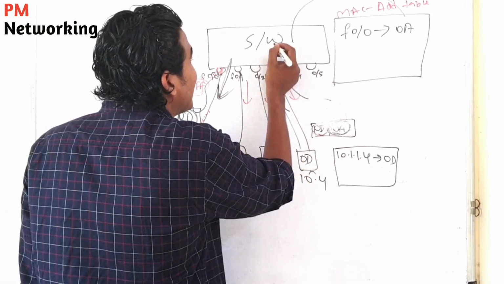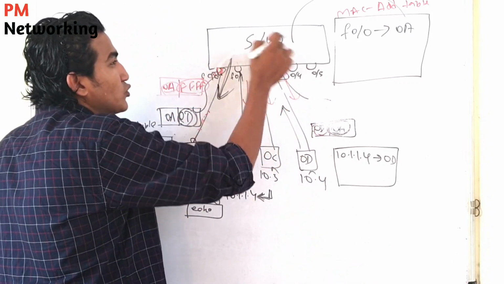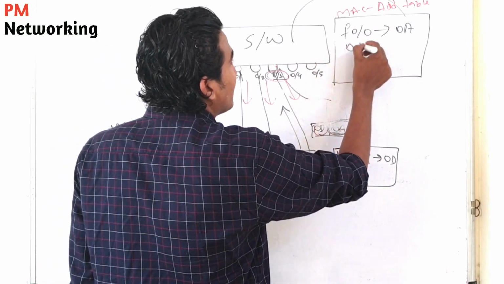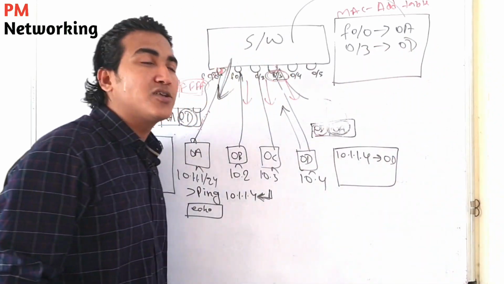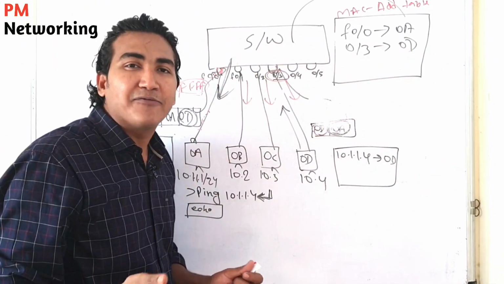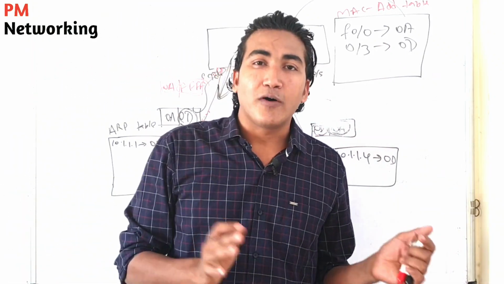Then when this PC receives traffic on this interface, the switch will again make an entry in its MAC address table that on 0/3 a computer is connected whose MAC address is 0D. So this is how the switch builds the MAC address table, and this is how the switch forwards traffic. Now we will discuss the actual packet flow over the switch.